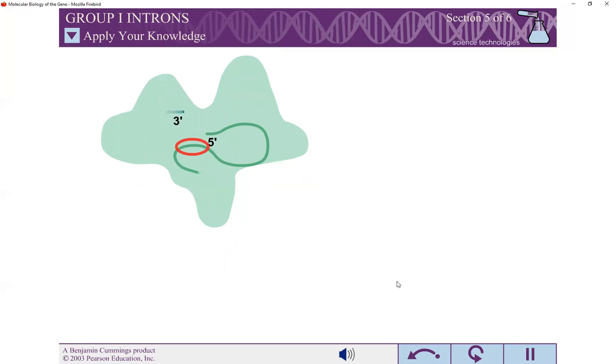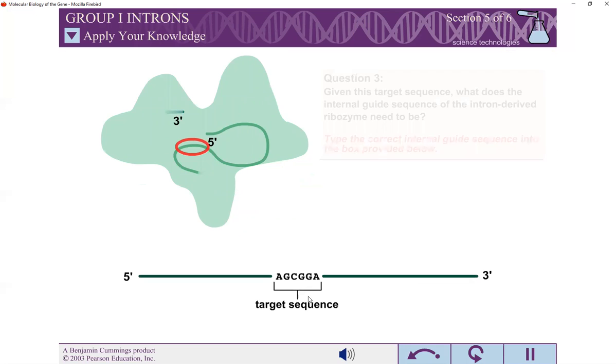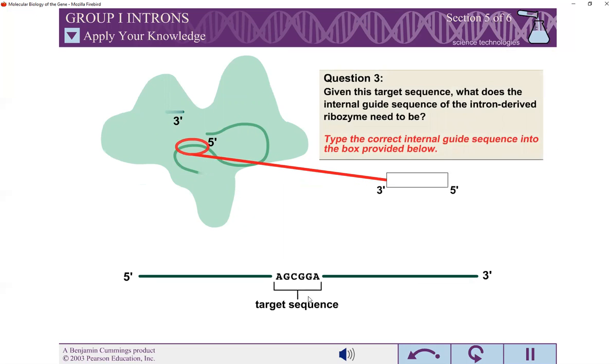Question 3. Given this target sequence, what does the internal guide sequence of the intron-derived ribozyme need to be? We have to click on the internal guide sequence. Now see this, this is 5 prime to 3 prime. Here is the 5 prime end and there is the 3 prime end. Complementary to this, there would be a 5 prime end present here and the 3 prime end. So we have to write it in this manner.